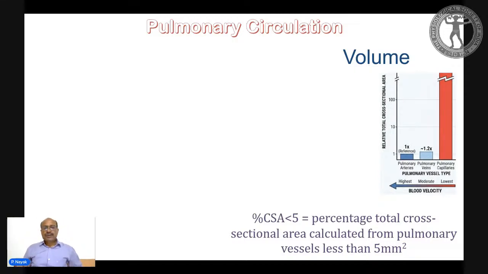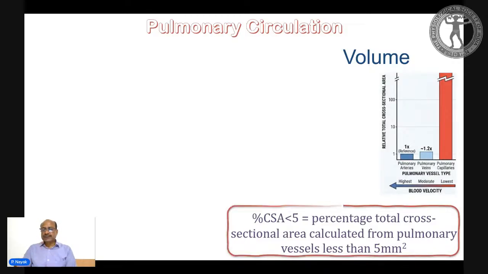Coming back to the volume, we can see that in the clinical aspect there is also a parameter called percentage total cross sectional area from the pulmonary vessels less than 5 millimeter square, something like around 2.5 millimeter diameter. This is important for the vessel. It is clinically very important and is utilized for the clinical evaluation.